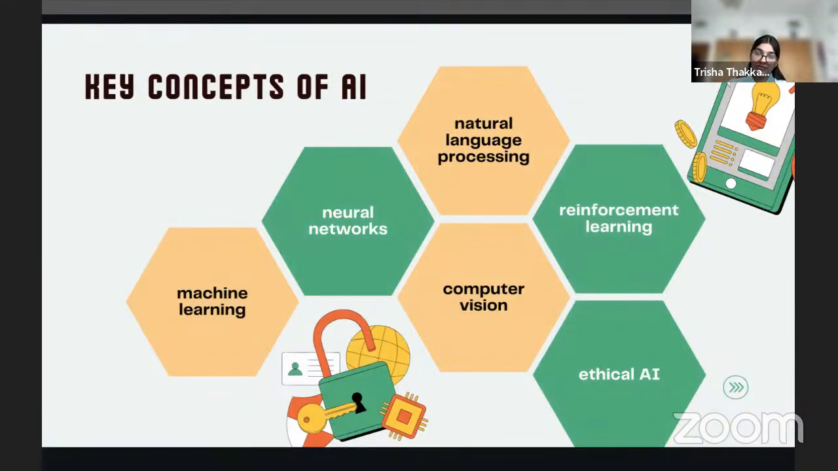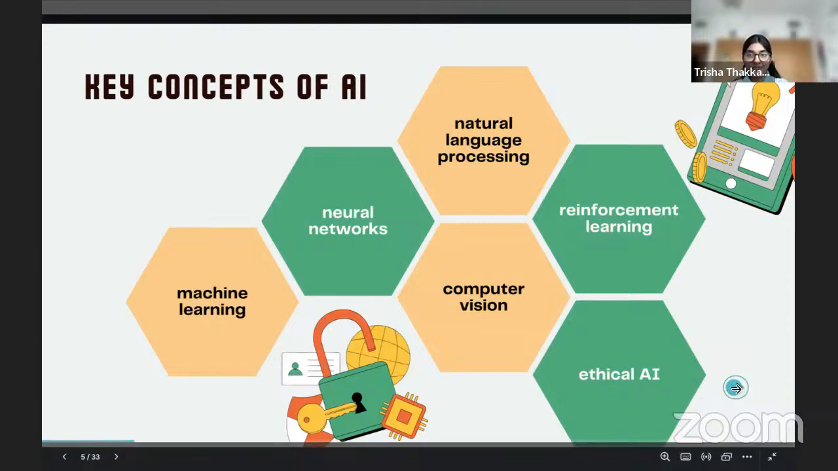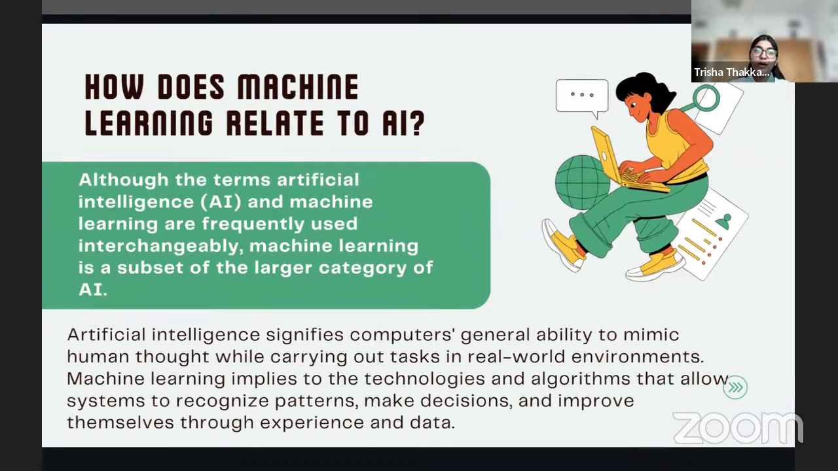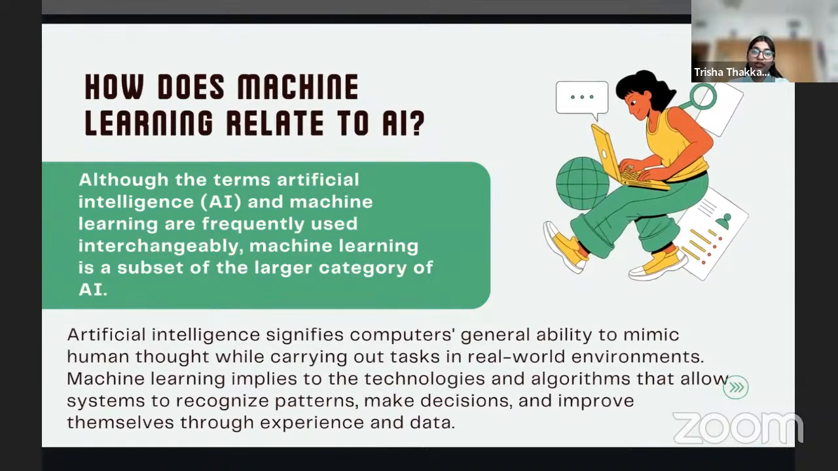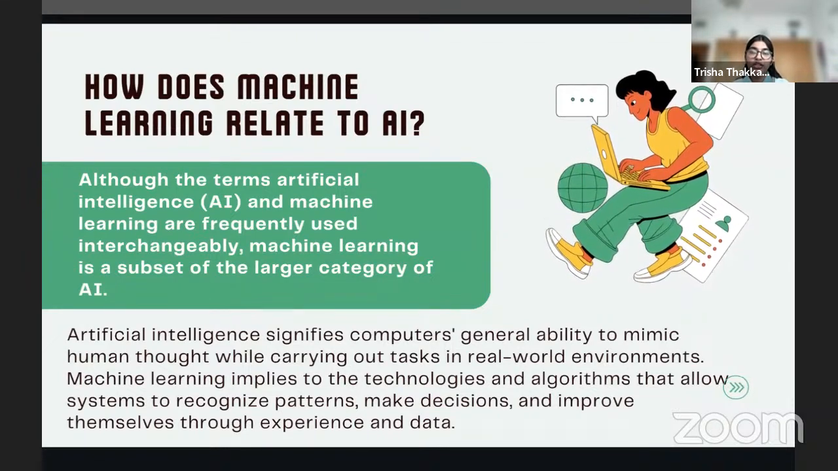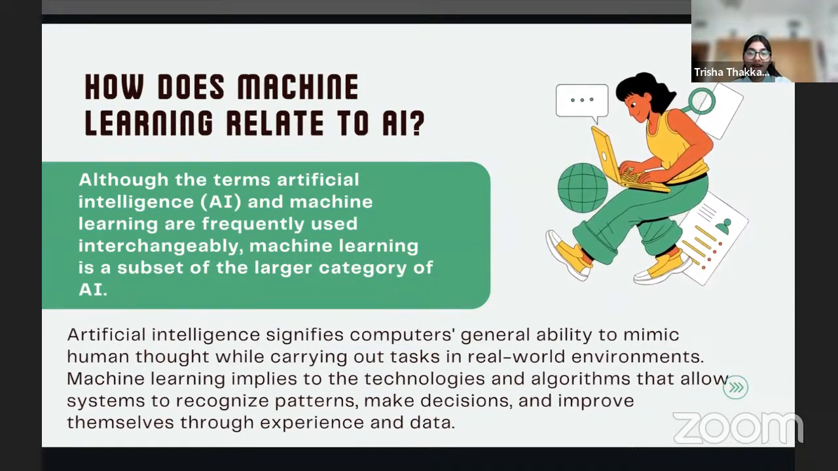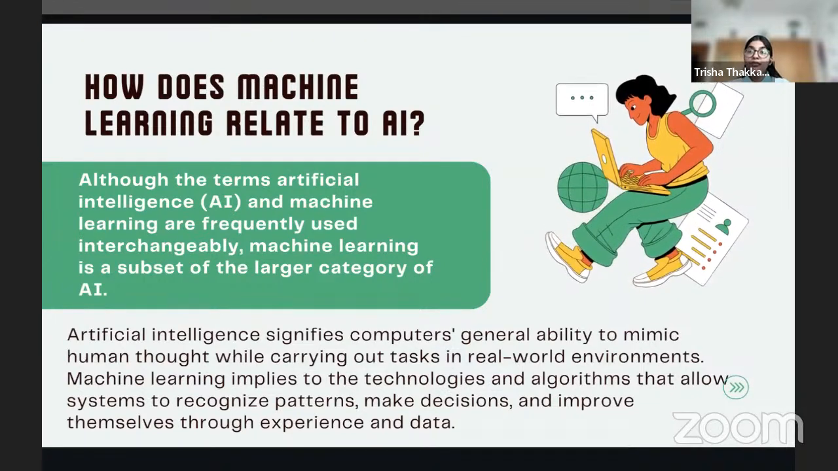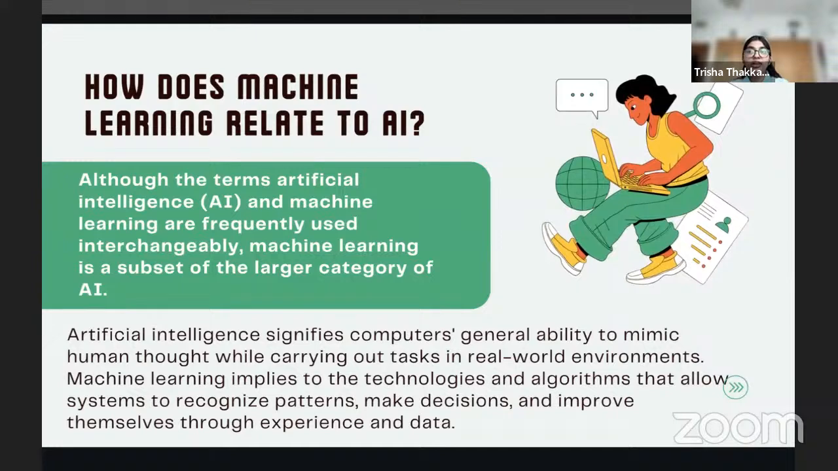The key concepts of AI. Shown here are the main concepts of AI: machine learning, neural networks, natural language processing, computer vision, reinforcement learning, and ethical AI. Now I'll be explaining how machine learning relates to AI. Although the terms artificial intelligence and machine learning are frequently used interchangeably, machine learning is actually a subset of AI. AI is a vast topic, and machine learning is just a part of it. AI signifies the computer's general ability to mimic human thought, whereas machine learning refers to the technologies and algorithms that allow systems to recognize patterns, make decisions, and improve themselves.